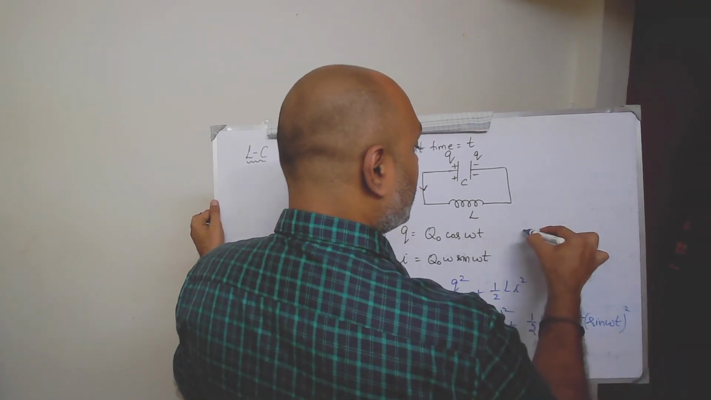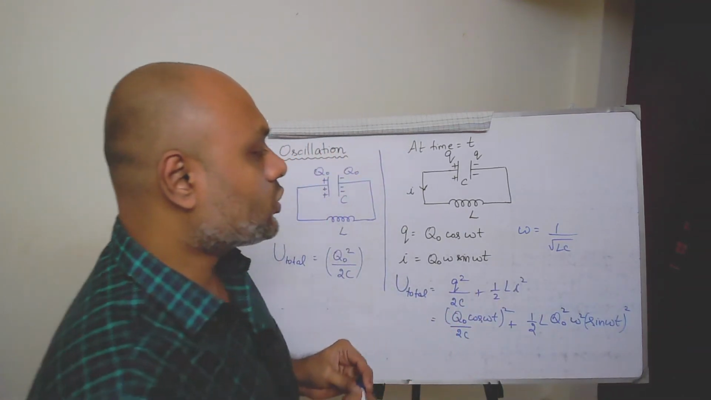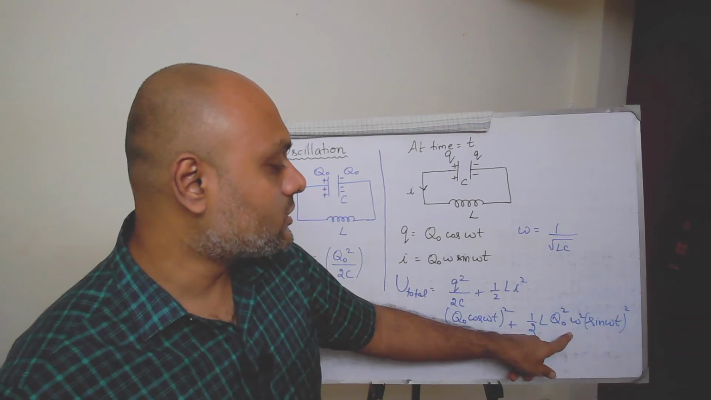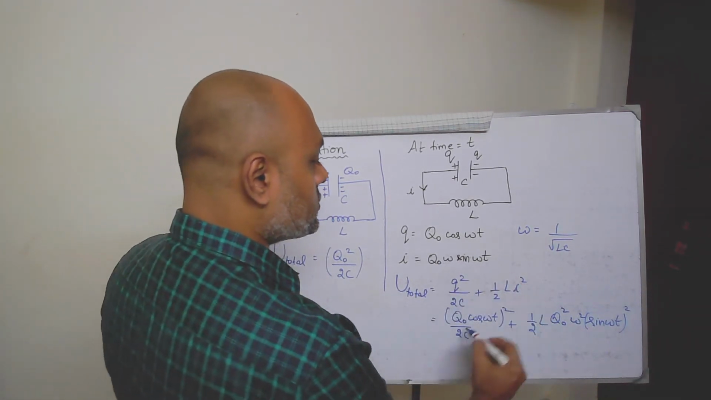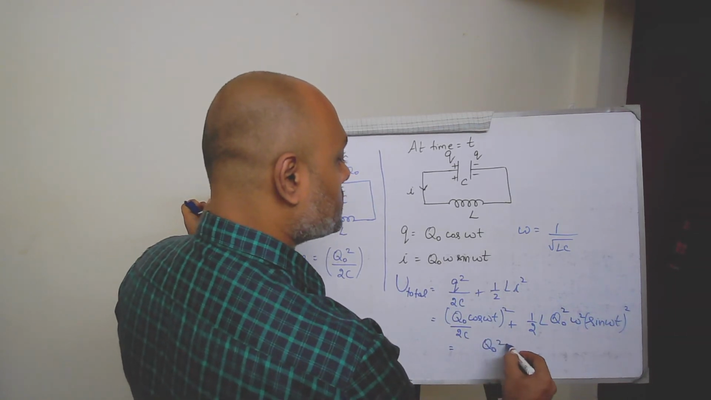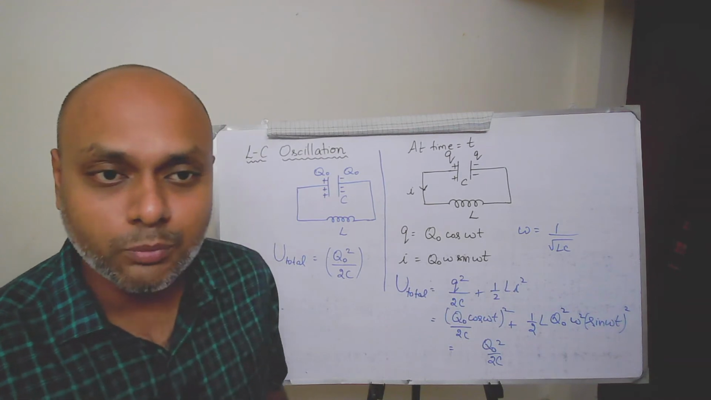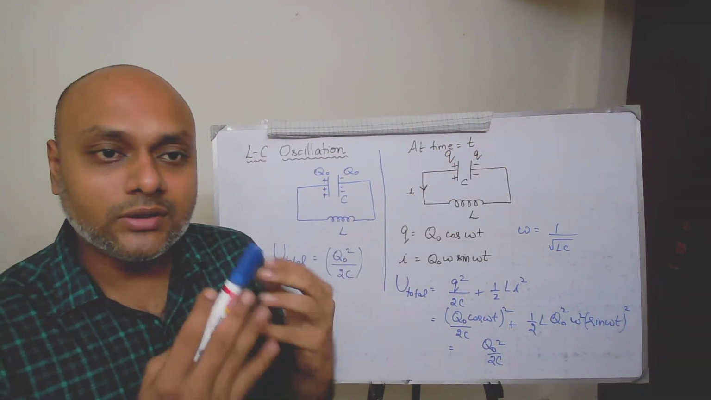Now we know that omega is 1 by root of LC, so omega square will be equal to 1 by LC. So you put omega square as 1 by LC and simplify this expression, and you will precisely find that the total energy will be equal to Q naught square by 2C, which means that it is independent of time. That's the most beautiful thing about this. The total energy that is stored does not change with time.